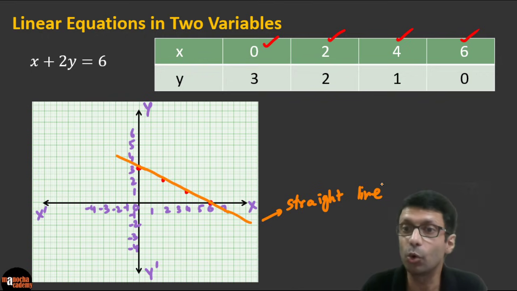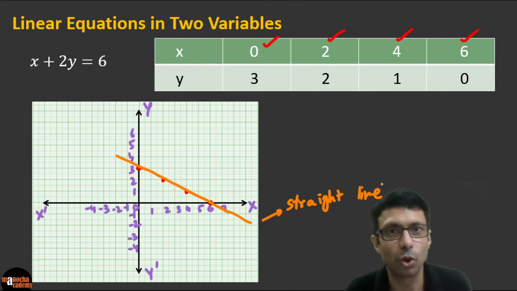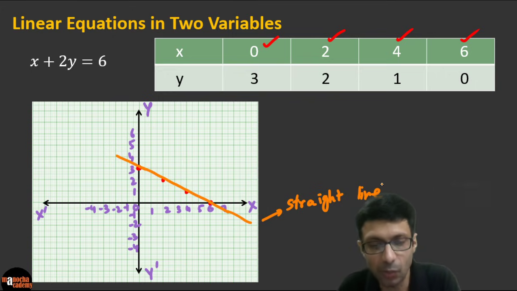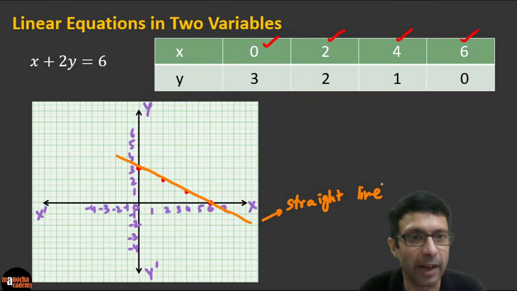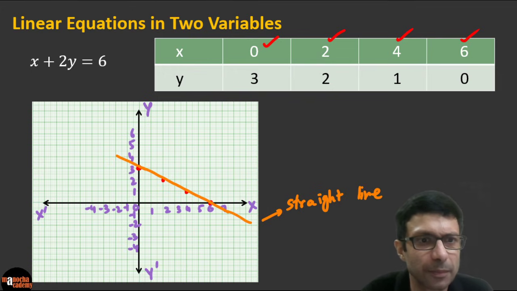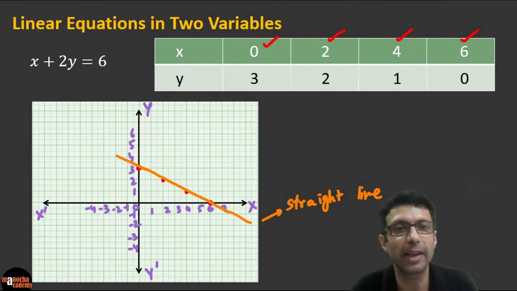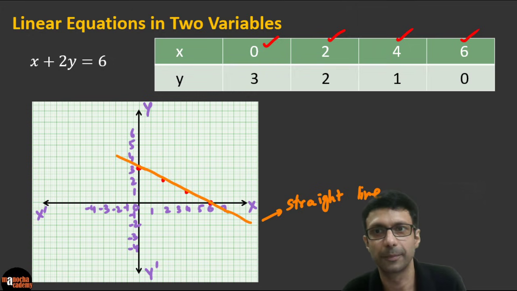So guys, do you know why we're getting a straight line here? So who can tell me guys? When we plotted these points for a linear equation in 2 variables and we joined it, we are getting a nice straight line. Why do you think guys? Yeah, straight slanting line. Very good guys. But why are we getting a straight line? So who can tell me?